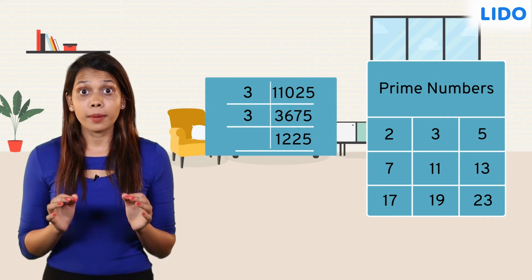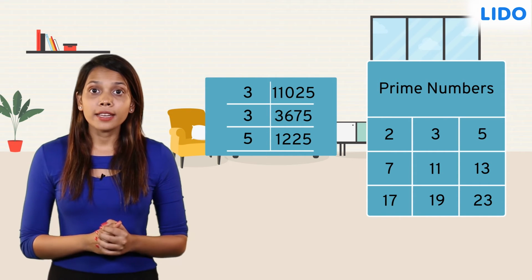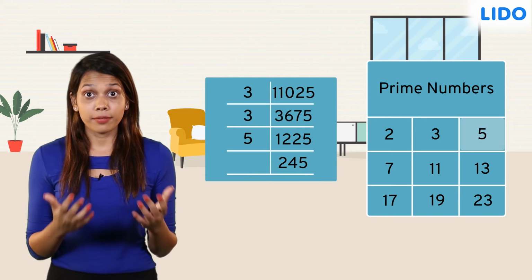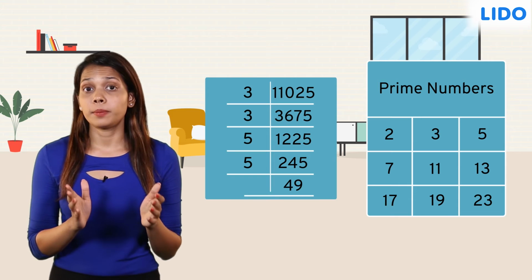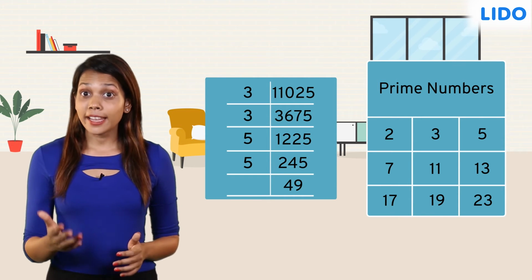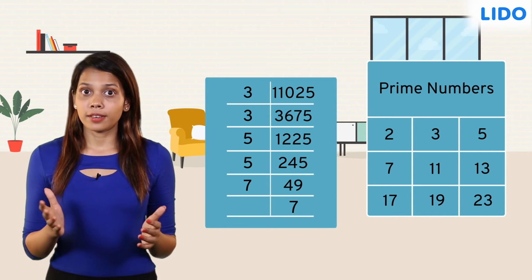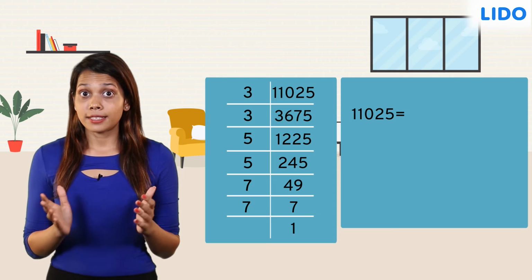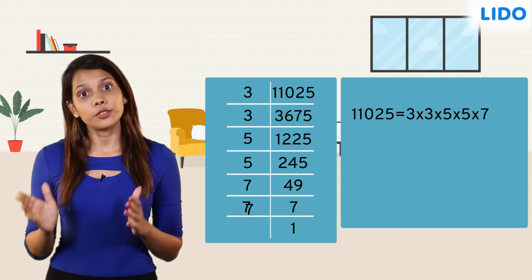1,225 isn't divisible by 3, but it's divisible by the next prime number, 5. Dividing, we get 245. Dividing 245 by 5, we get 49. Now clearly 49 is not divisible by 5, but it's divisible by the next prime number, 7. Dividing 49 by 7, we get 7. Thus, 11,025 can be factorized as 3 into 3 into 5 into 5 into 7 into 7.